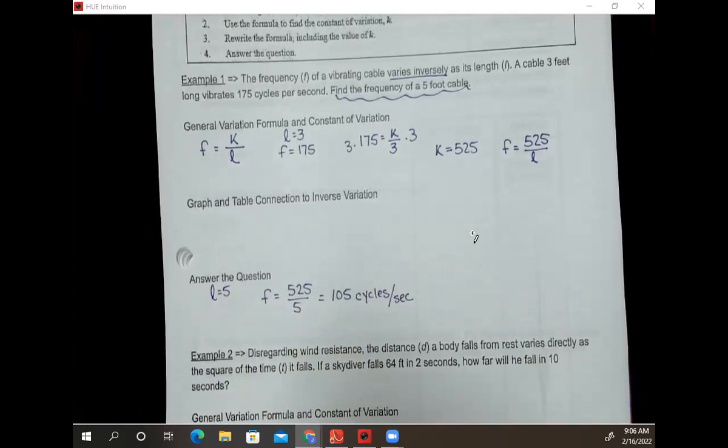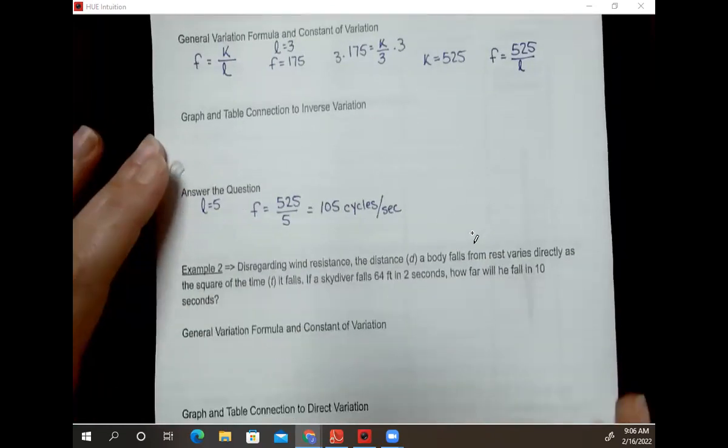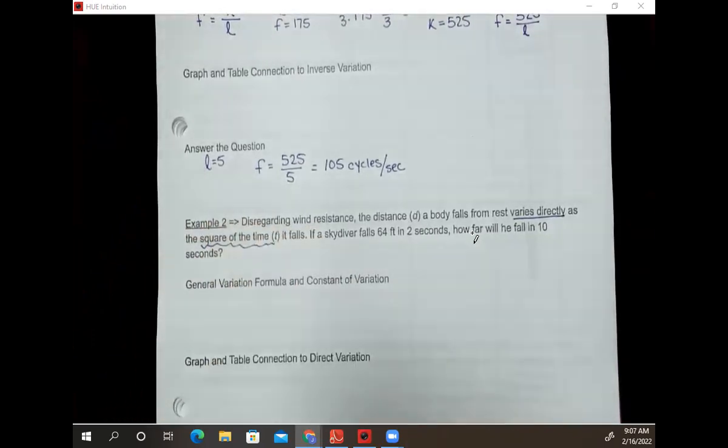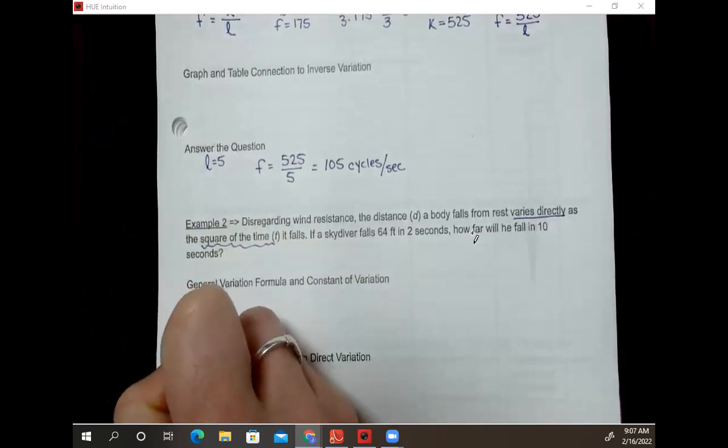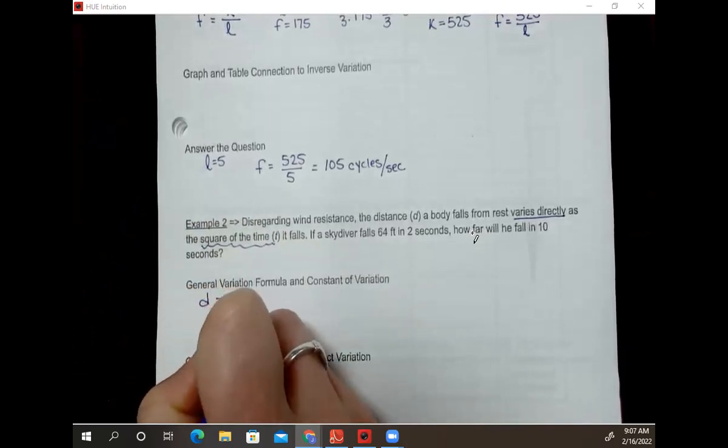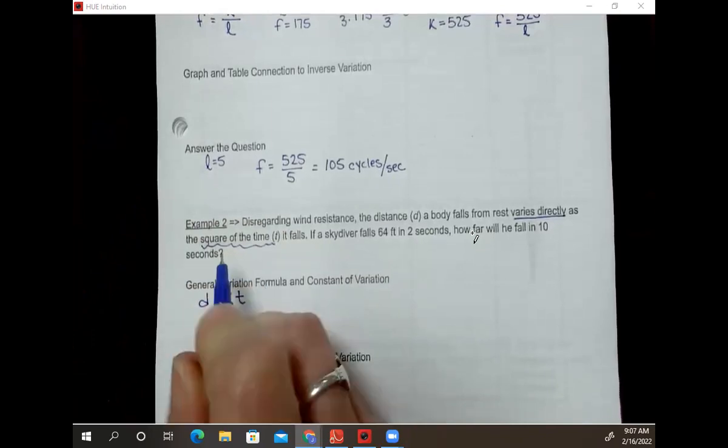At the bottom of our page, we've got another example here, another variation example. For example 2, it says disregarding wind resistance, the distance a body falls from rest varies directly. So we've got some direct variation here, varies directly as the square of the time it falls. Got to be careful with that one, square of the time. So here's what I know. The distance varies directly. So this would be k times t. And it says the square of the time, so I got to square the time.